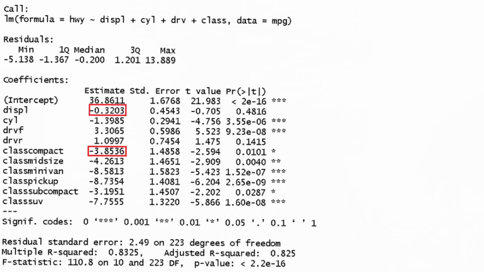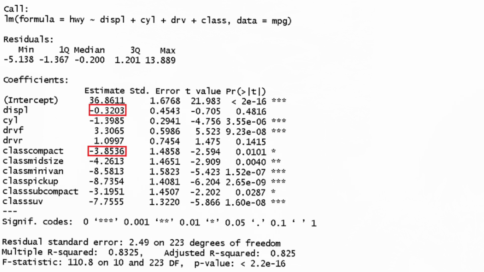For example, this model where, once again, the response variable is highway miles per gallon, but we also introduce a variable for the number of engine cylinders, the drivetrain, and class of car, on top of that displacement variable that we had in the model before. Suddenly we have a lot more information. Let's take, for example, the variable class. Now, this is a factor variable that estimates the effect on highway miles per gallon for different classes of car.